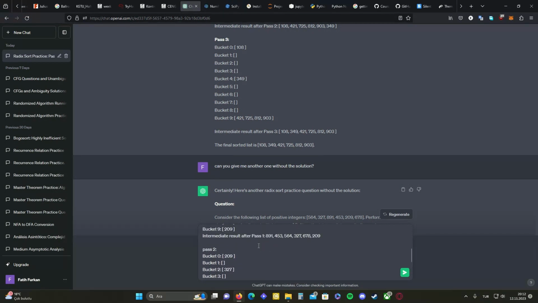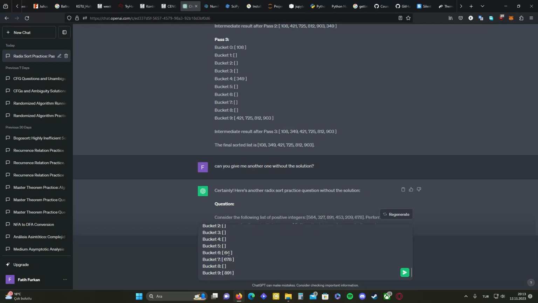After pass 2 we check the second least significant digit, and after pass 2 we have these results, which are already sorted. But we should do pass 3 because the algorithm doesn't know if those are sorted or not without checking the last digit.